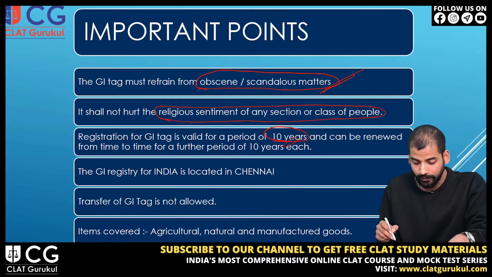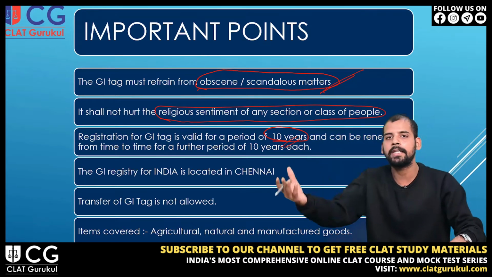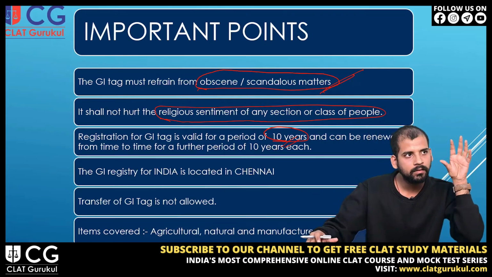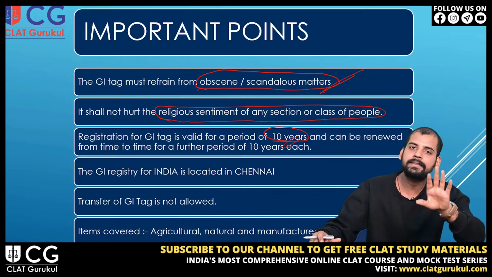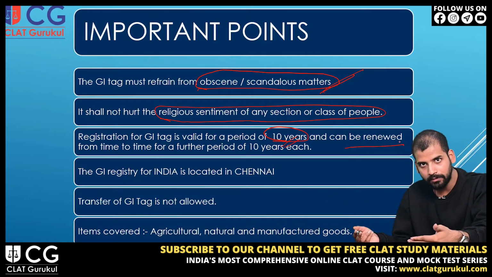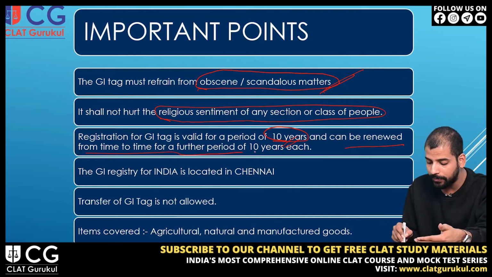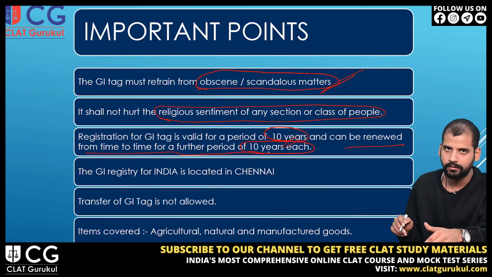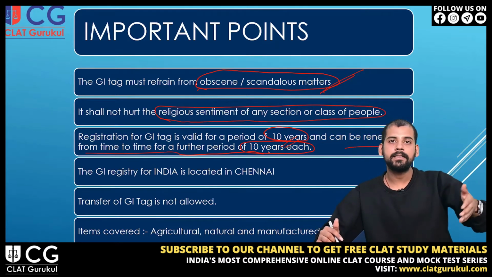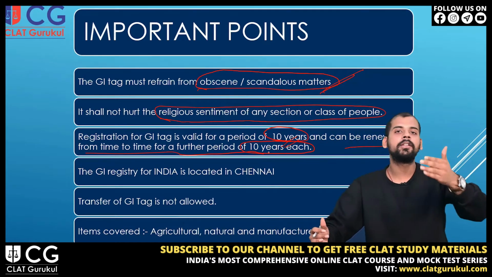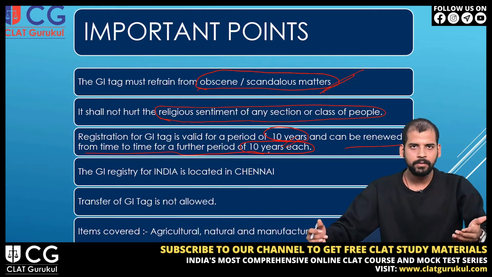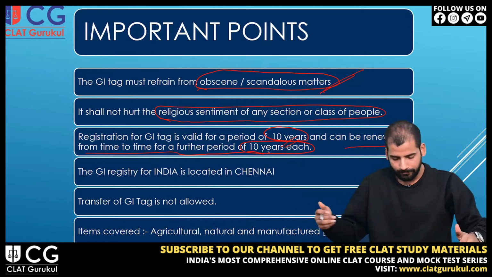Next, registration for a GI tag is valid for a period of 10 years. This is very relevant. Once you get the GI tag for a product, the period for which it is valid is 10 years. Now it can be renewed. You can renew that tag from time to time for a further period of 10 years each, right? So you get a tag, it is valid for 10 years. After 10 years it expires. Then you renew it from time to time after the expiry of that term for a further 10-year interval.